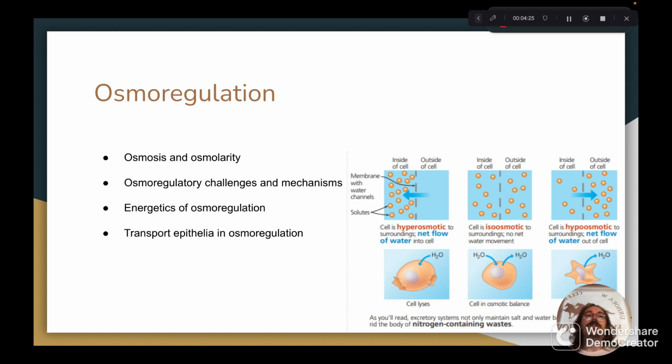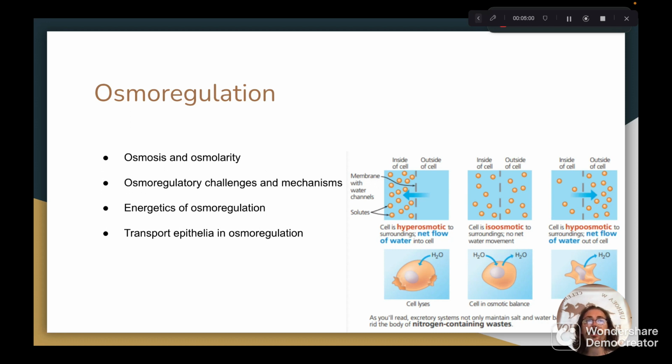Let's talk about the energetics of osmoregulation. Osmoregulators must expend energy through active transport to keep their water and solute concentrations within the narrow margins needed for proper bodily function. Greater differences in osmolarity between an animal's external and internal environments will require the use of more energy and vice versa. Finally, on this slide, we can talk about transport epithelia and its role in osmoregulation.